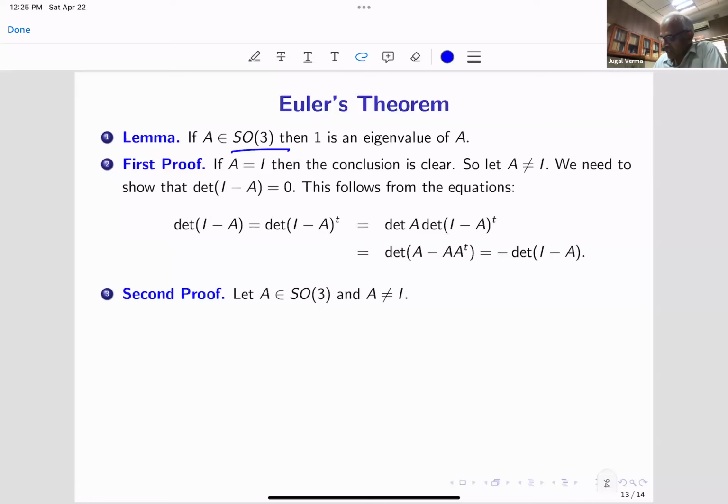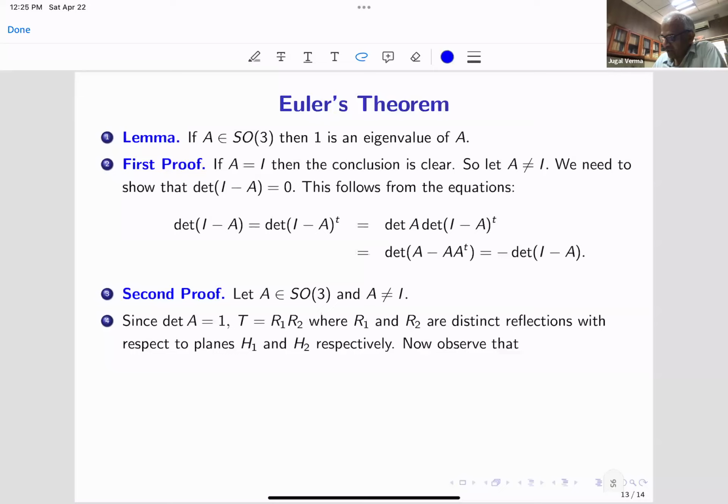Another proof is to use the Cartan-Dieudonné theorem. So take a non-identity 3x3 matrix T in SO3. Then the Cartan-Dieudonné theorem says that it must be a product of at most three reflections. But the determinant is one, so one cannot have three reflections. One can have two reflections, which are distinct. So T factors as a product of two reflections, and their planes have some non-trivial angle between them.